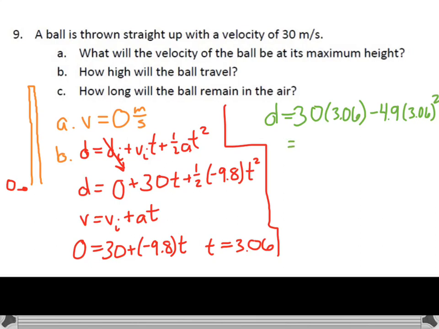When I do that, I get, I think this is 91.8. Let's find that out. Double check, make sure my mental math is correct. So 30 times 3.06, 91.8. Awesome. All right, and let's figure out what the second factor is. 4.9 times 3.06 squared. And my calculator tells me that that is 45.9. Right. So I have 91.8 minus 45.9. And when I take the difference of those two, I get a height of 45.9. Right.